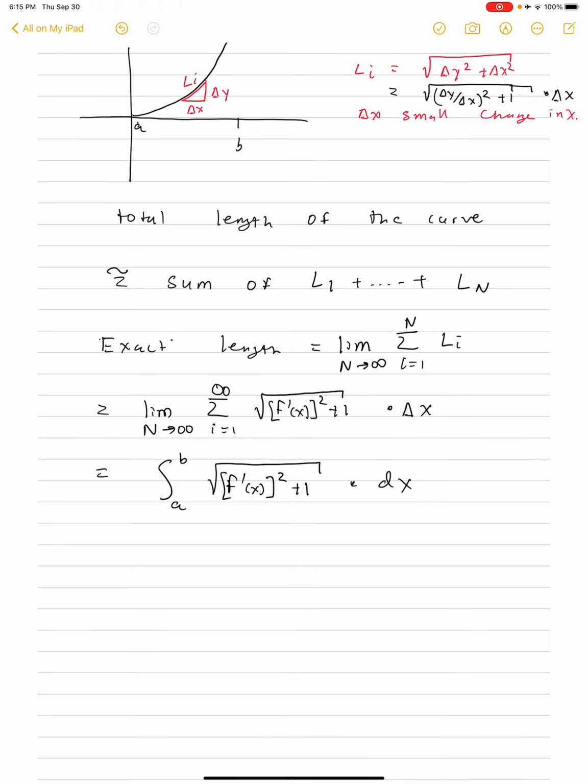So now this is exactly the formula for the arc length of a function.